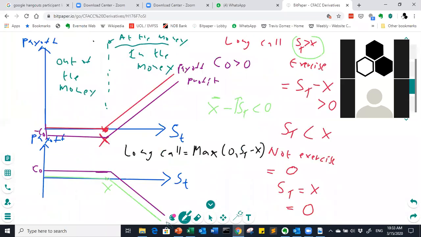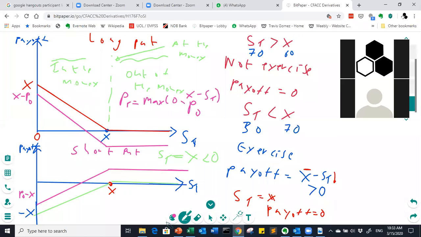Okay, so those are the two diagrams. Any questions on that? Is that fine?